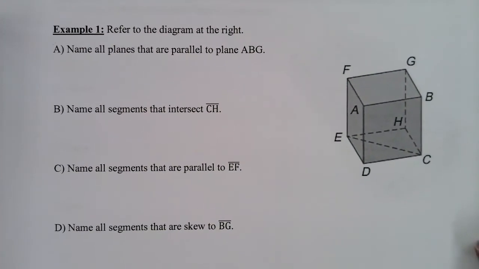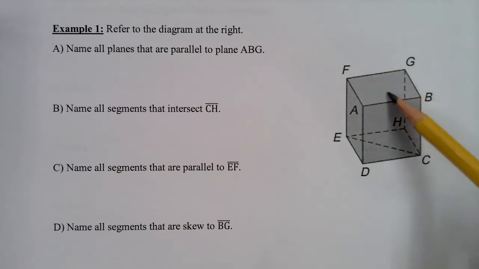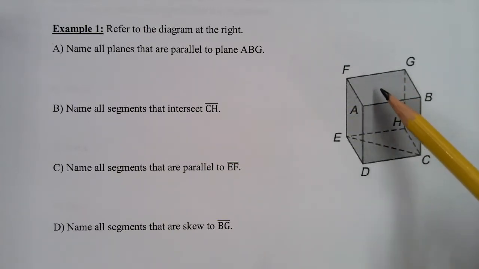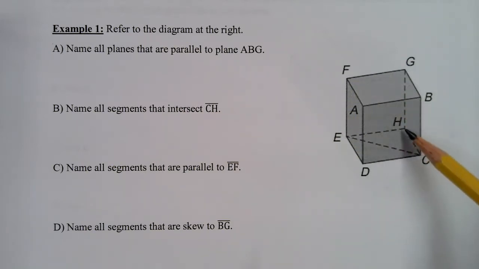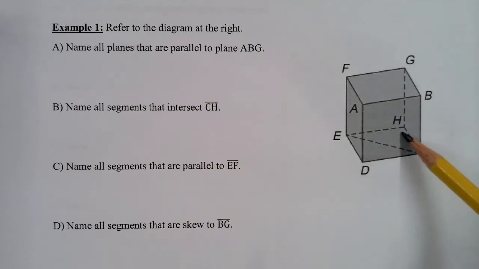So here we go. Example 1, refer to the diagram at the right. Part A, name all planes that are parallel to plane ABG. Plane ABG is the top plane. So what planes are parallel to the top plane? It's going to be the bottom plane. The bottom plane is parallel to the top plane because they never intersect.